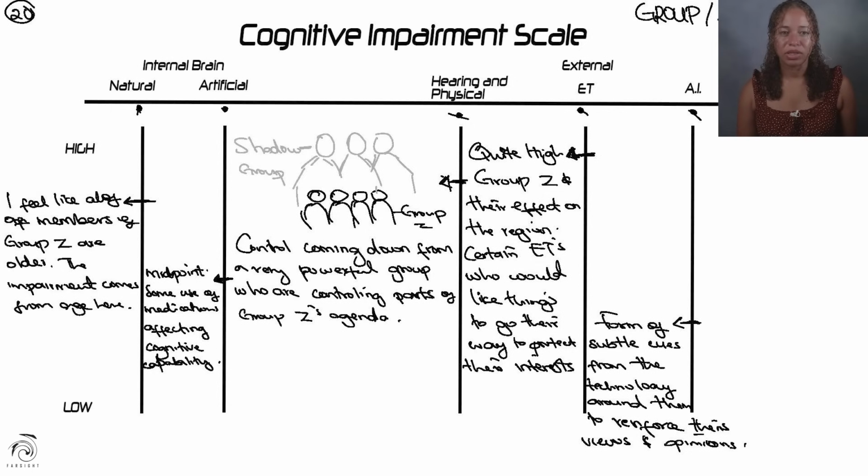I move on to the artificial side of the internal brain. Here, this is at the midpoint. It feels like there's some use of medications that are affecting cognitive capabilities.